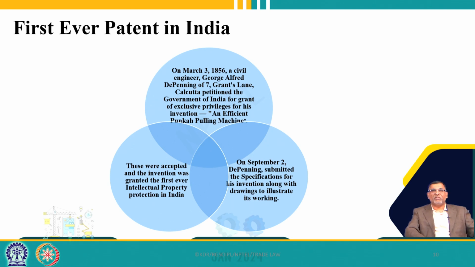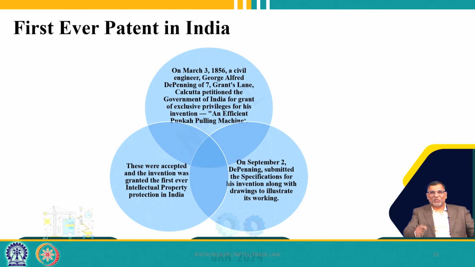It happened in 1856, to an Englishman, an English engineer, George Alfred Penny. He filed the patent application, and he was staying in Kolkata, and he was granted the first patent in India. This patent was granted for his invention, an efficient panga pulling machine.